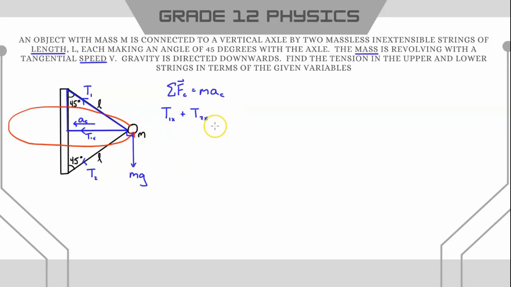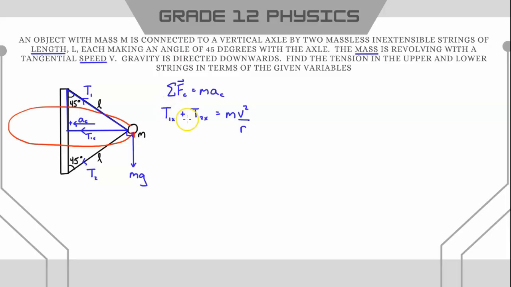As a hint, I've probably mentioned in a lot of my videos, when choosing your coordinate system, always choose the direction of acceleration to be your positive direction. So that makes these two tensions positive. And that'll equal mass times our equation for centripetal acceleration with speed, v squared over r.